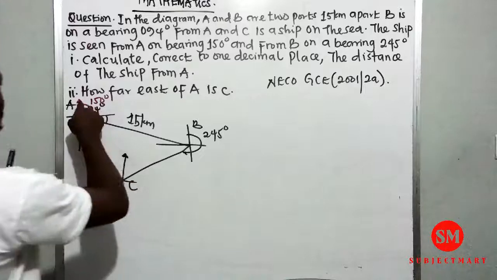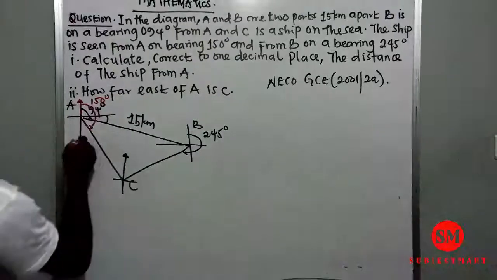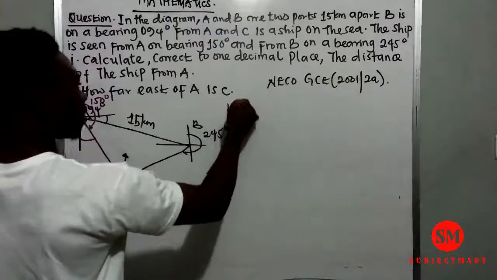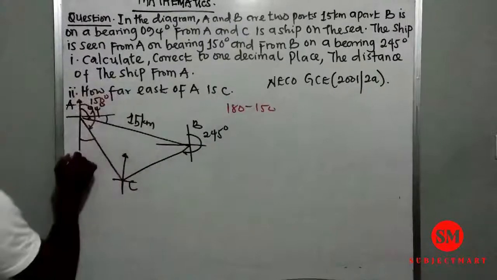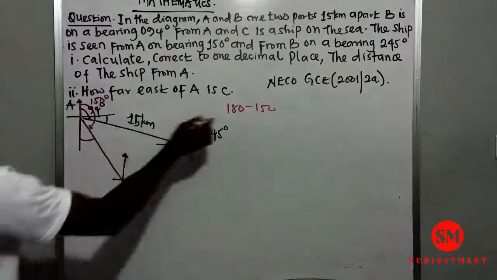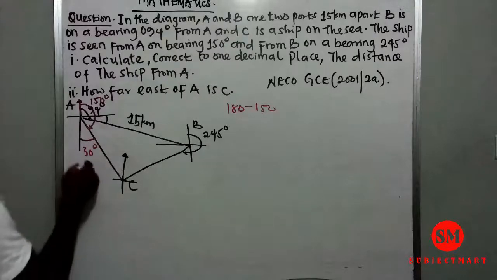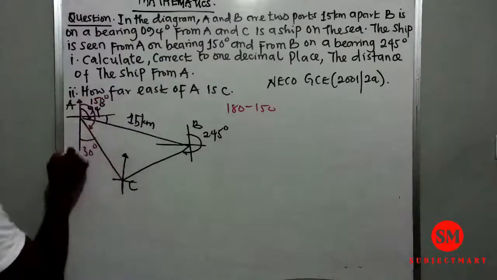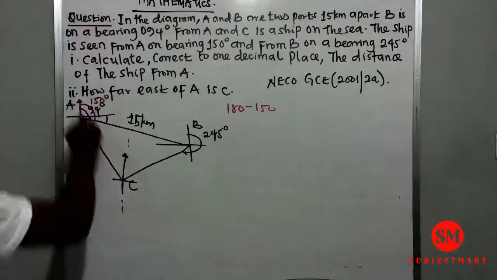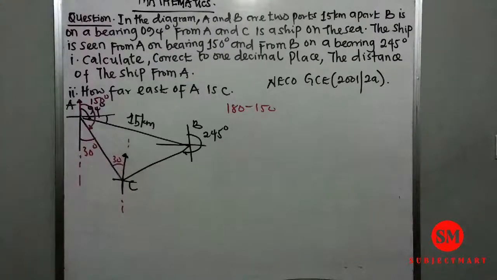Let's see. So if from here to here is 150, then what will be this smaller place? This will be 180 minus 150, because angles on a straight line add up to 180. So from here to here is 150. So 180 minus 150 will give us 30 degrees. So if here is 30 degrees, since these two lines are parallel lines, I will have a transversal. So we have here 30 degrees.